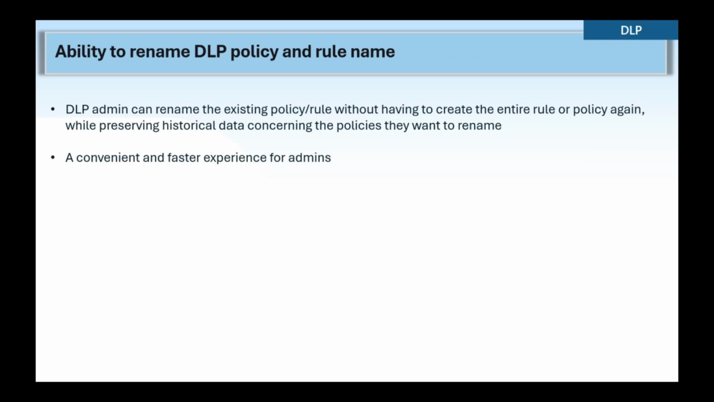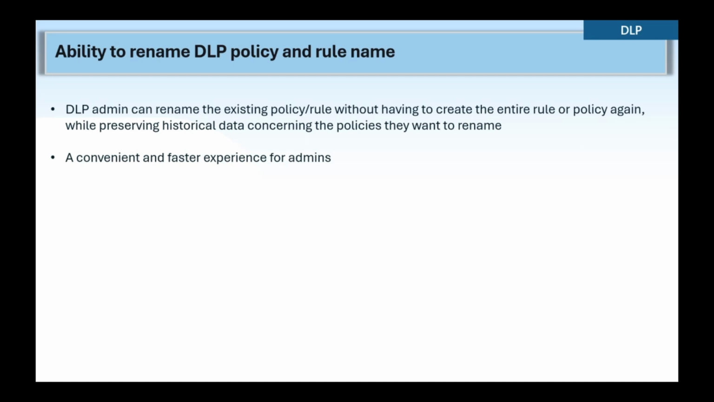Moving ahead, we have the ability to rename the policy and rule names coming up in DLP. Currently, customers don't have a way to edit the name of the DLP policy or rule once it's created. The only way to achieve this is to delete the policy and create the entire policy again with the new name. But even then, there's an issue that the history of the alerts will still show only the old name and there would be no linkage to the new policy name.